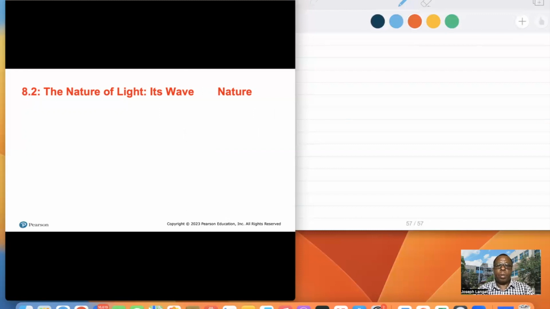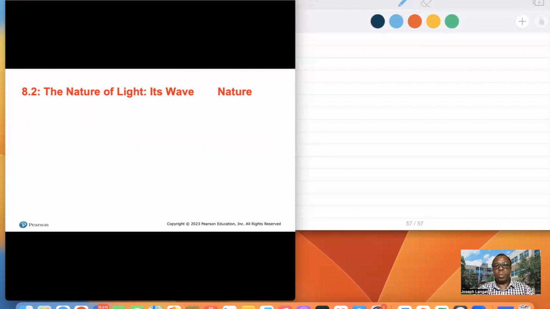You can read more in the text and make your own notes. I just want to shift to 8.2, the nature of light, the wave nature. Why do we need to study light? I thought we were talking about the electron. No, we need light in order to do what?